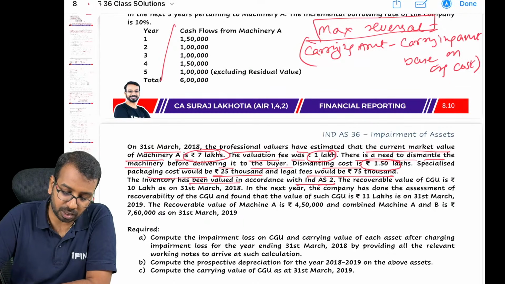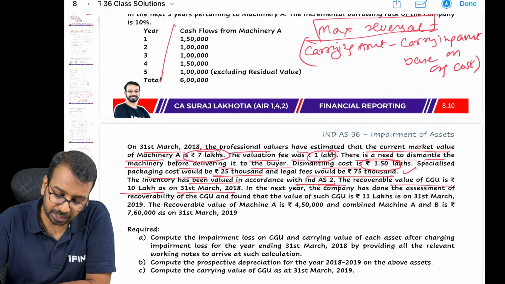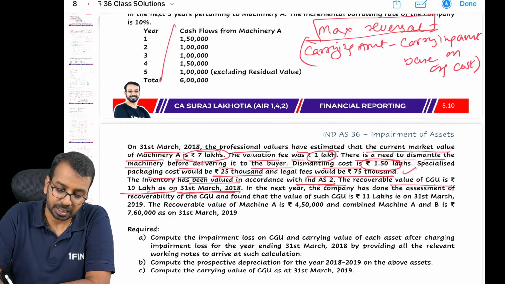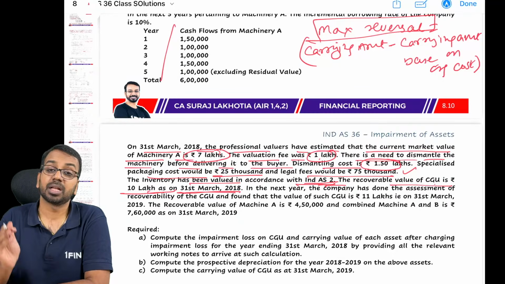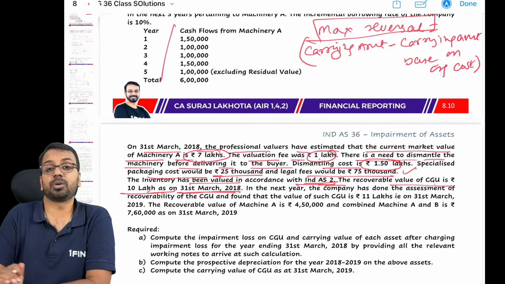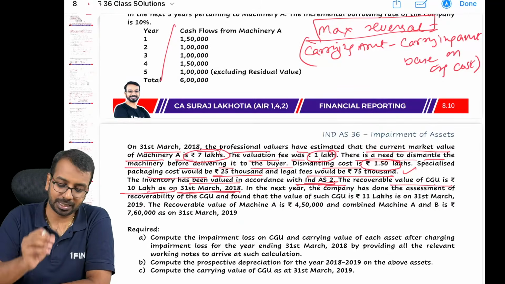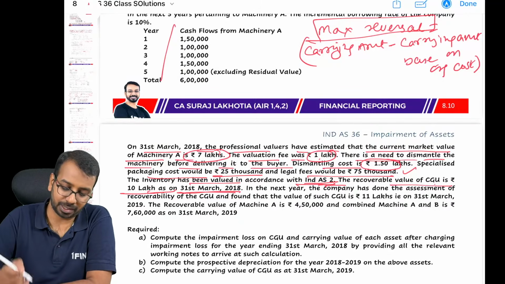Inventory has been valued in accordance with Ind AS 2, and the recoverable value of the CGU is 10 lakhs as on 31st of March. Inventories as per Ind AS 2. Will I again compute the loss on inventory? No, I will not do that. I will not again do it on inventory.